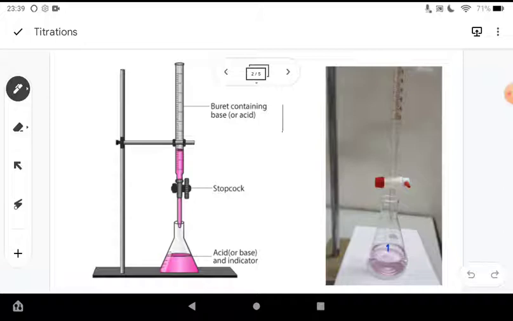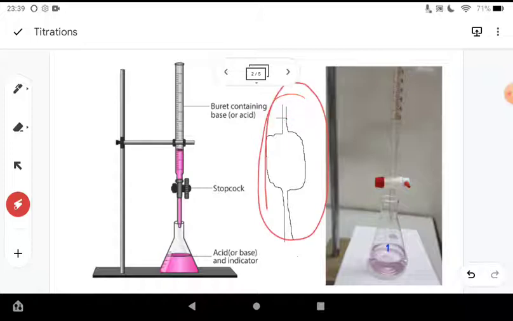And the way I'm going to add a known volume is to use something called a volumetric pipette, and they look a little bit like this. They've got this bulb, and what you do is you suck the alkali up from the stock solution, and when it gets to this level here, where that line is, that will give you an exact volume, including the bit that's left in the tip at the end when you pour it out. And these come in different sizes. So you've got some that are 10 centimetres cubed, 25 centimetres cubed, 50 centimetres cubed, whatever.